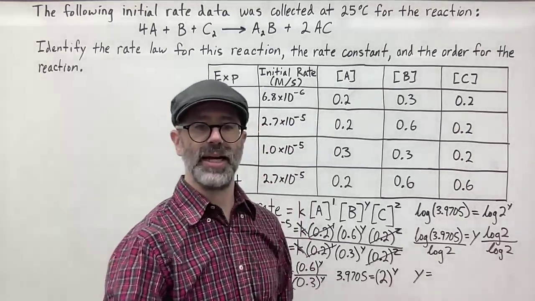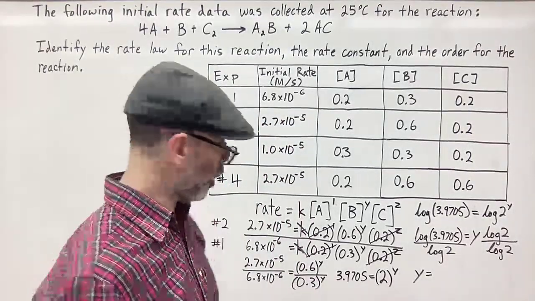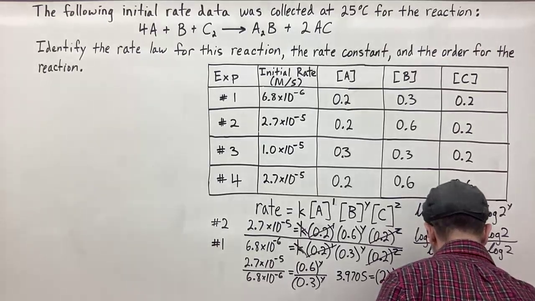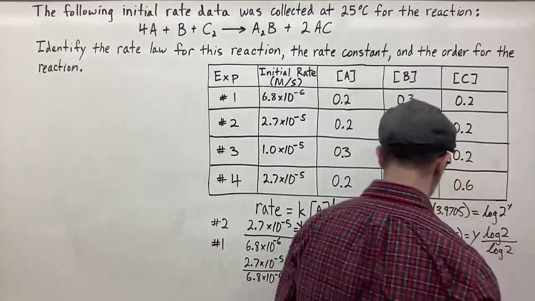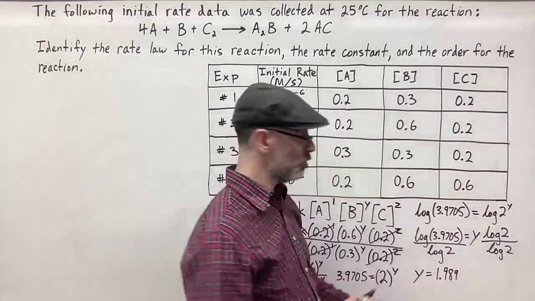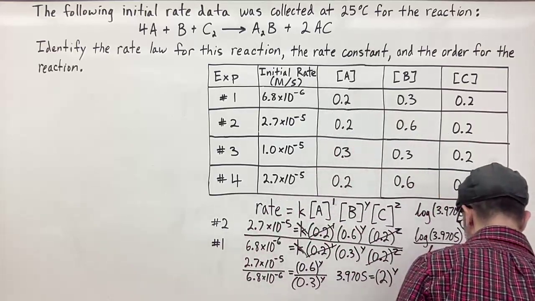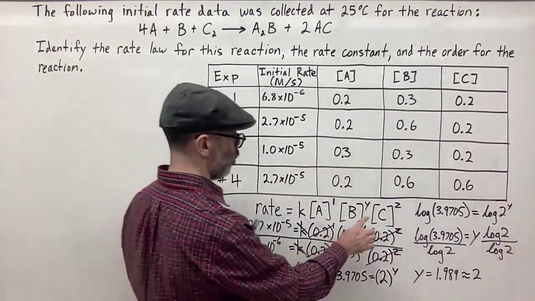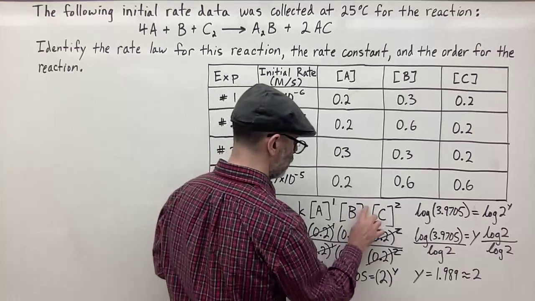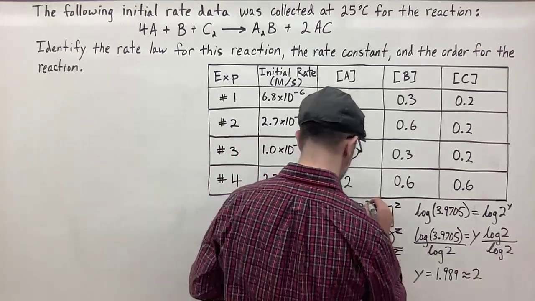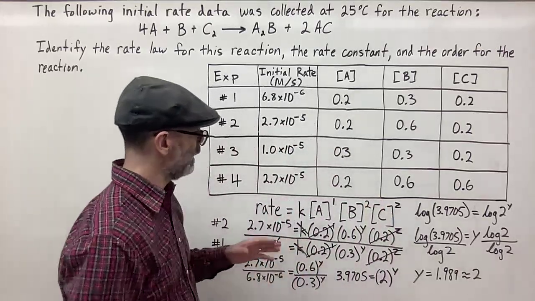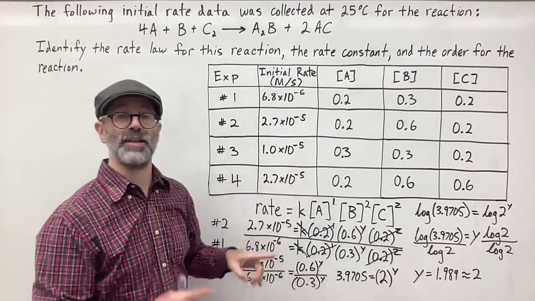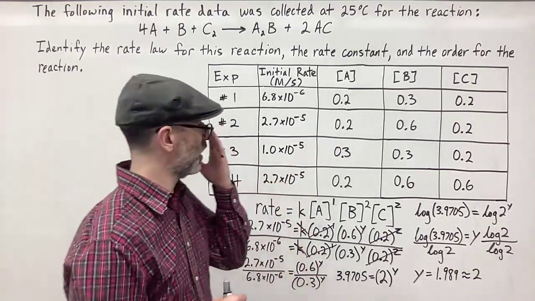And when I do that, I get 1.989. And that's really close to 2. So we can then round that to 2. So y is going to be 2. So we can take this and replace y with a 2. And now we can go to the table and I can show you how we could figure that out from the data here.